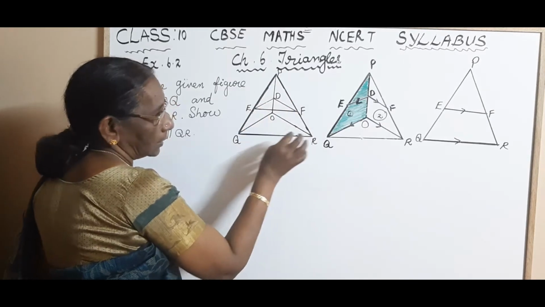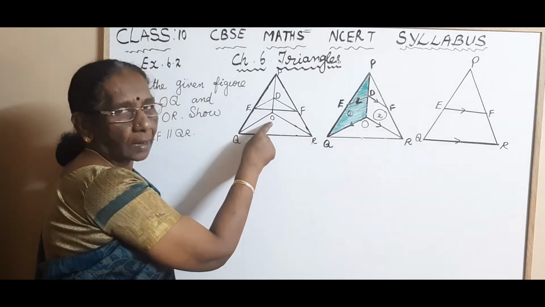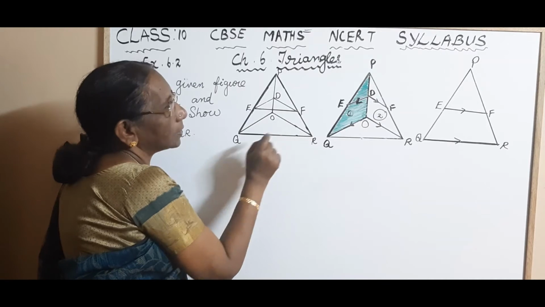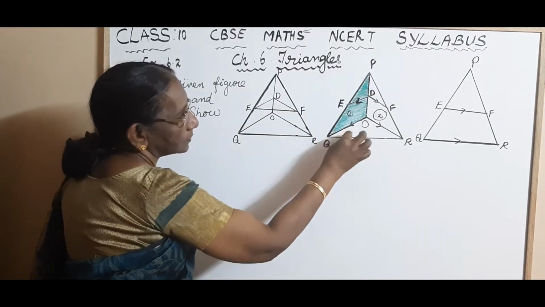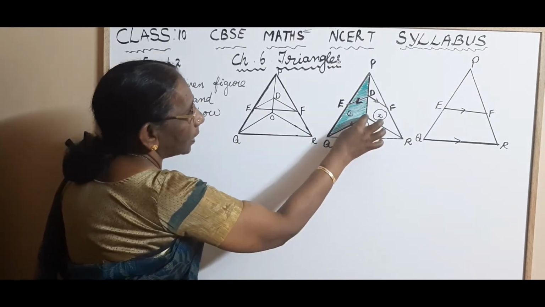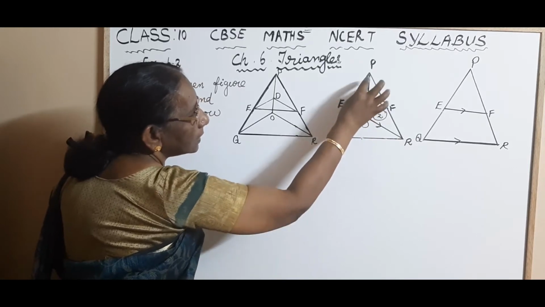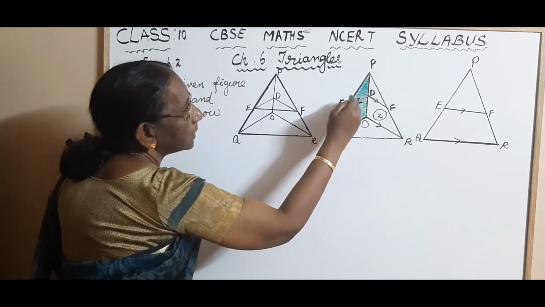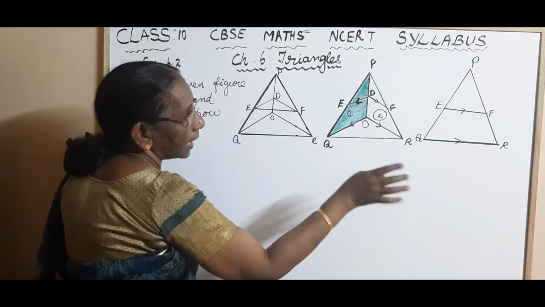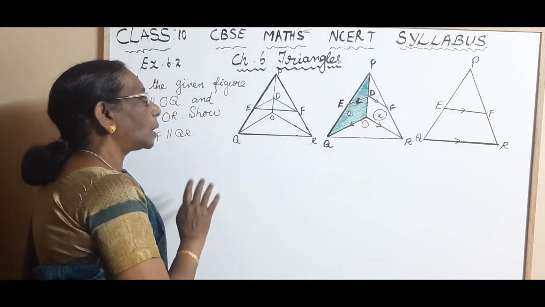PQR is a triangle. O is a point in the interior of the triangle. OP, OQ, OR are joined in this. So, big triangle PQR, O is the point, OP, OQ, OR are joined. And these three line segments divide the big triangle into three triangles: 1, 2, 3.